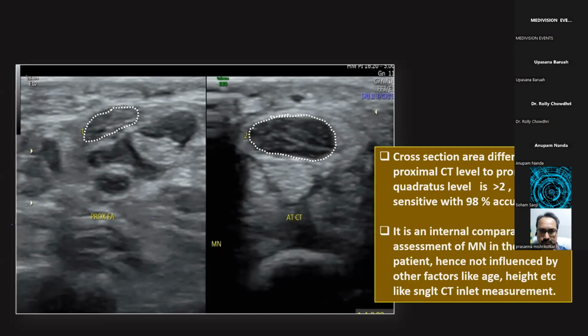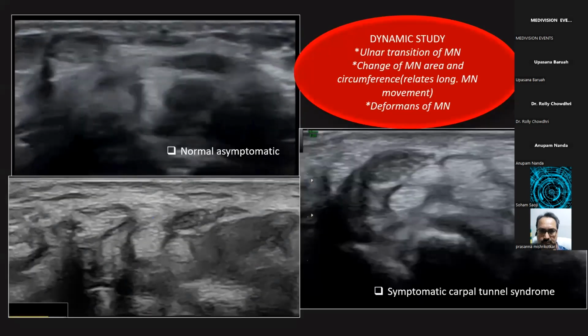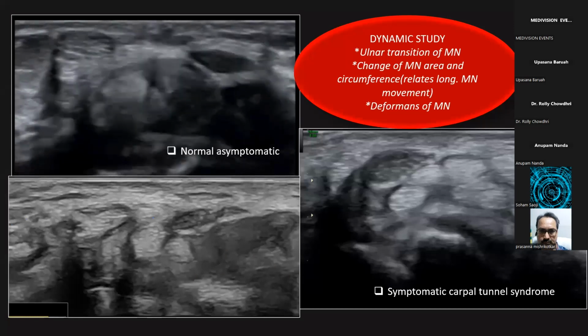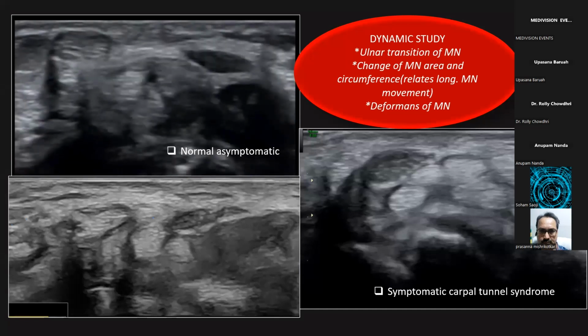And the other things are the distal flattening ratio more than 3, or the anterior bulging of the flexor retinaculum more than 4 millimeters. The most sensitive parameter nowadays is in the dynamic study. We see the palmar transition of the median nerve over the tendons of the flexor digitorum superficialis.